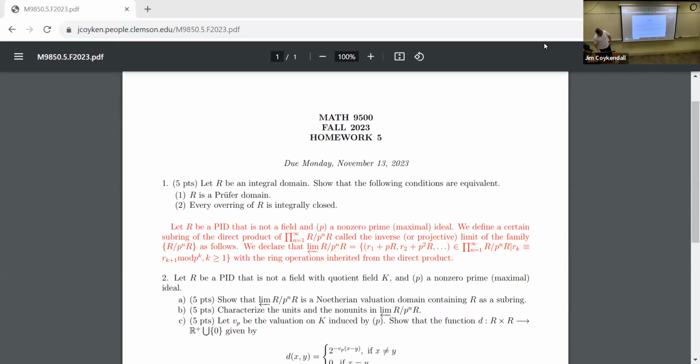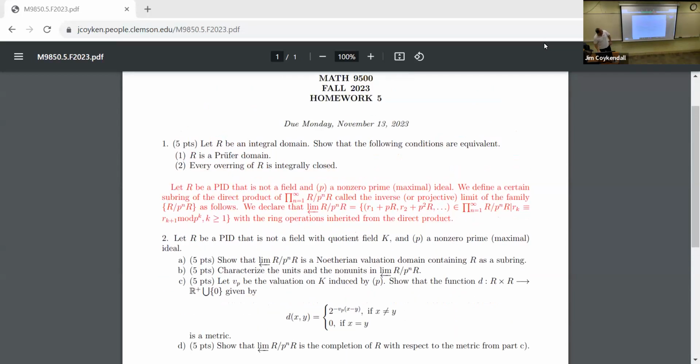All right, so here are some new problems. The first one is one that I promised. This is actually one of my favorite ones. Let R be any integral domain you want. Show the following conditions are equivalent: one, R is a Prüfer domain; and two, every overring of R is integrally closed.